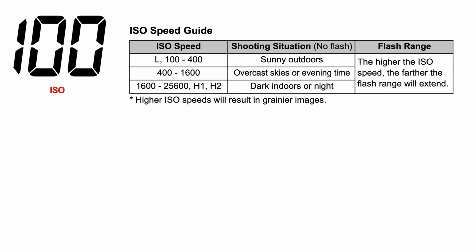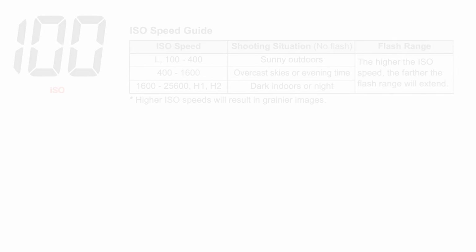Before we go out shooting, there are a few other controls we need to set, and these are usually hidden in the camera's main menu.